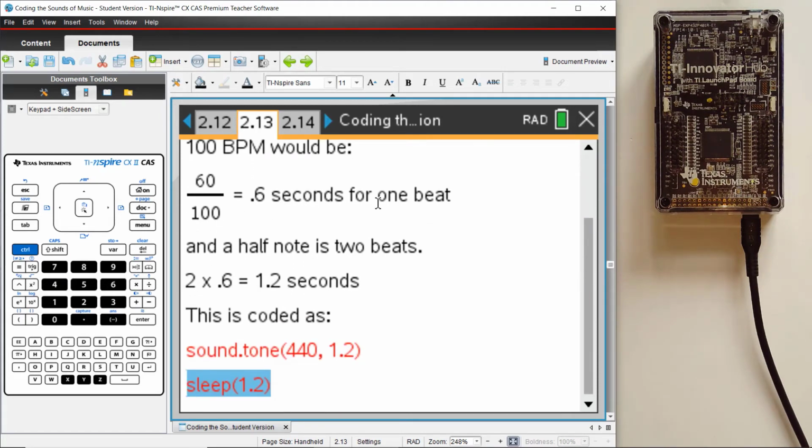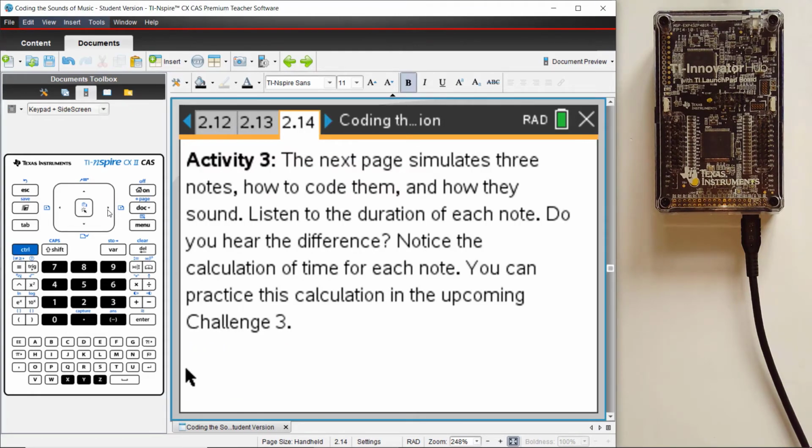So let's go to the next page and we'll see a simulation of the three notes, the quarter, half, and whole, played one after the other. Listen for how long each note lasts. And notice the calculation is shown on the screen so you can follow along. Let's navigate to the next page. Control, ClickPad to the right. And here are instructions for the simulation. It shows the three different notes that we just talked about, how to code them, and how long they last.